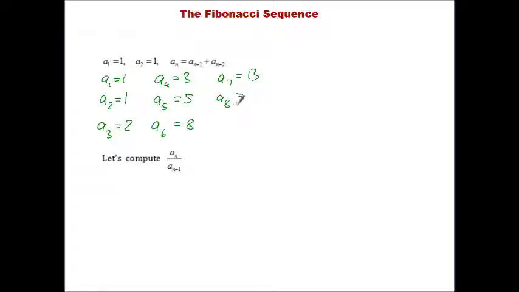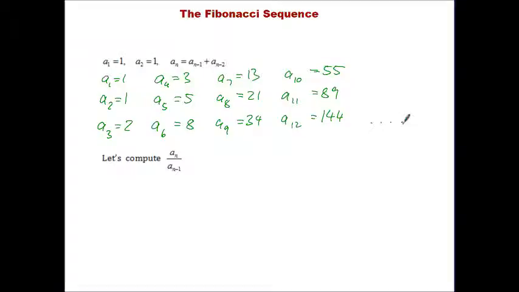A sub 8 is 8 plus 13, 21. A sub 9 is 13 plus 21, which is 34. A sub 10 is 21 plus 34, which is 55. A sub 11 is 34 plus 55, which is 89. And A sub 12 is 89 plus 55, and that is 144. And we could keep going and going and going.